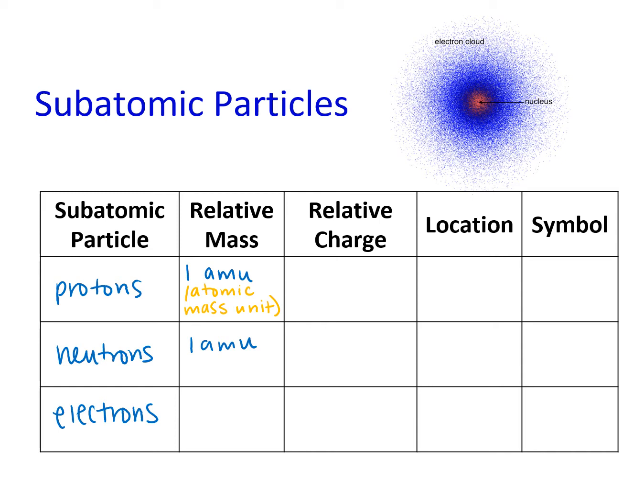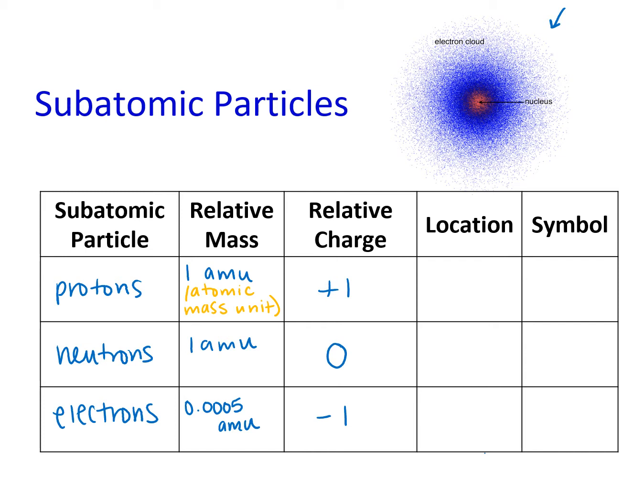So protons and neutrons are relatively the same size. Electrons are much smaller. They have a relative mass of 0.0005 AMUs. So when we think about the mass of the atom, the majority of the mass of the atom, or the entirety of the mass of the atom, is coming from the protons and the neutrons. Protons have a positive charge, neutrons have a neutral charge, or a charge of 0, and electrons have a negative charge.